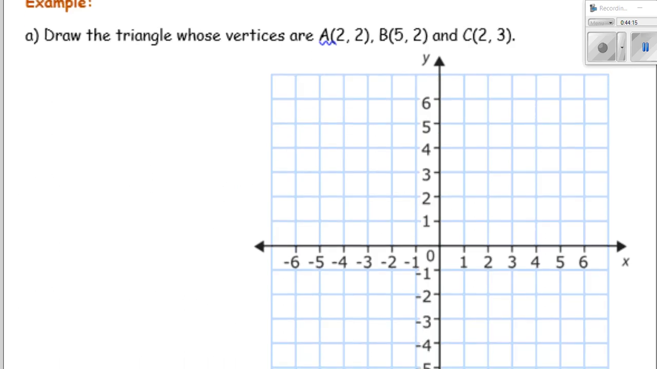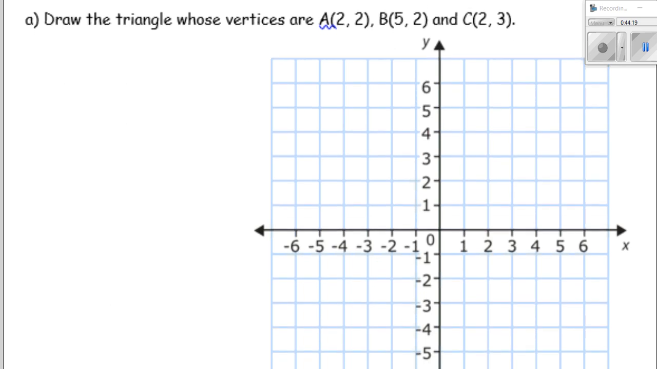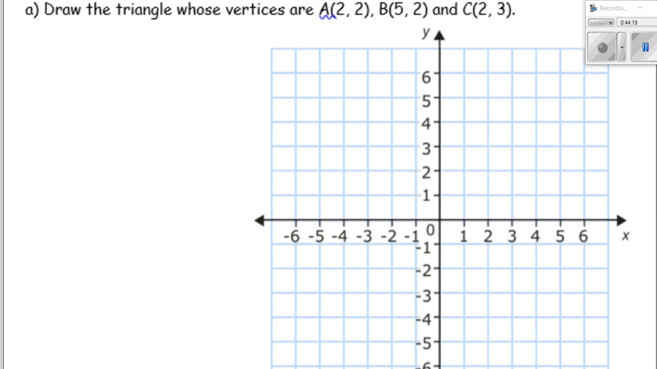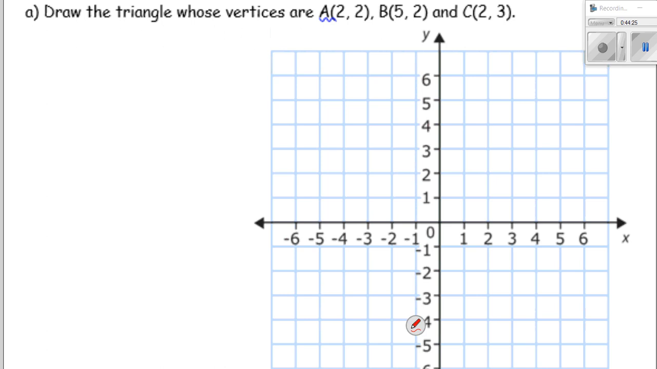Example, draw the triangle whose vertices A are 2, 2, B is 5, 2 and C is 2, 3. Let's do that in red, of course. So A is 2 and 2, B is 5 and 2, C is 2 and 3. You can also label them A, B and C. I'm just finding it very difficult to do on this board. C is 2 and 3, so there.